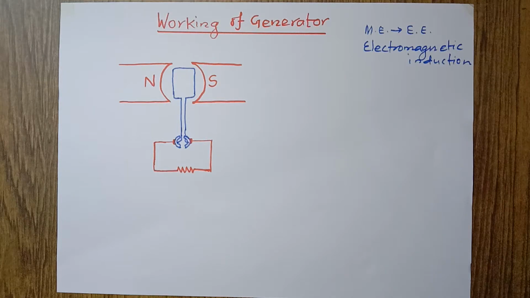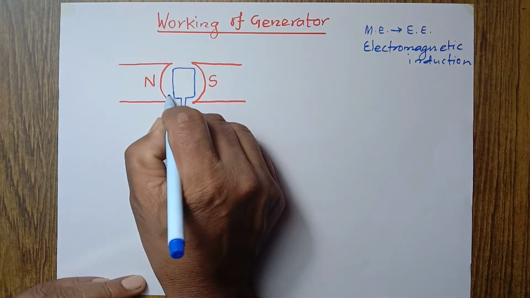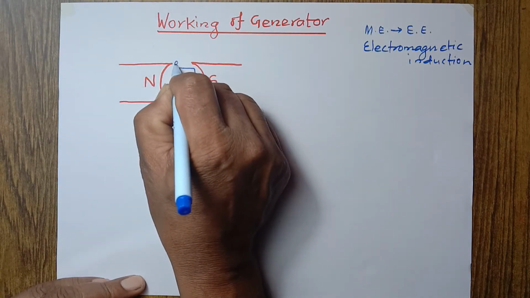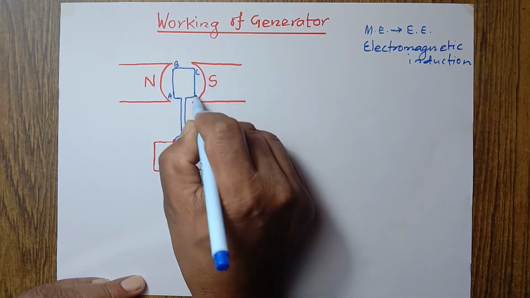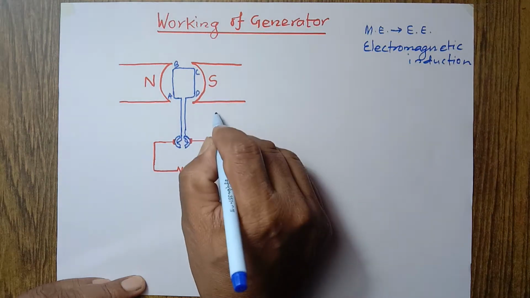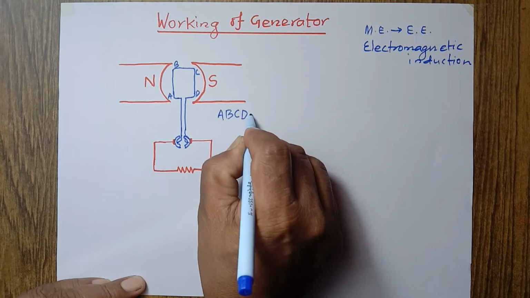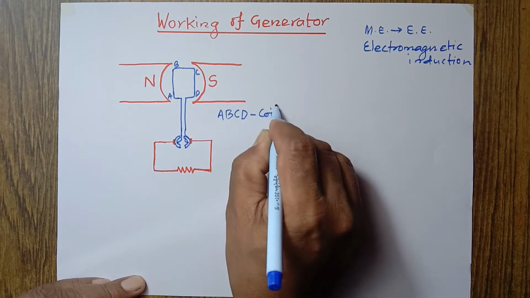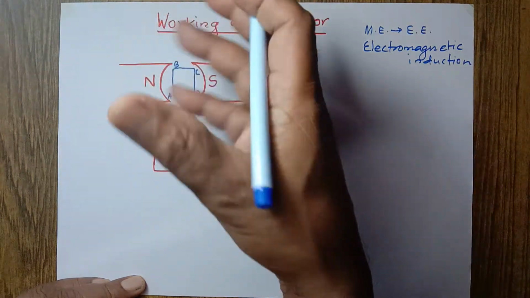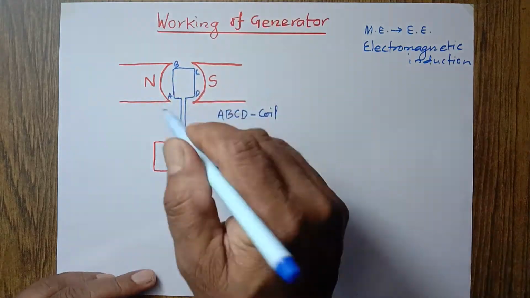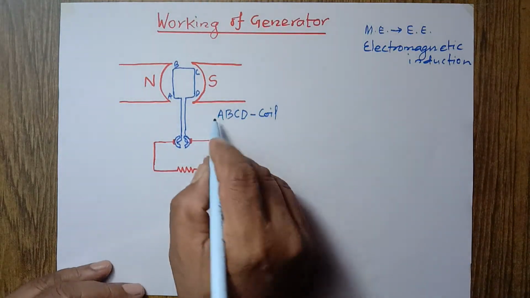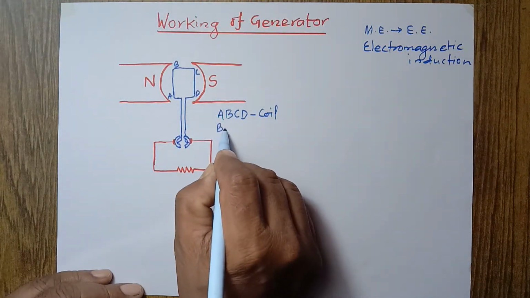Actually, this is the simple representation of a generator. We can label this corner A, this corner B, this corner C, and this corner D, and we can say that ABCD is the coil. There are hundreds of turns. Don't be confused, it is not only one turn. It is in the figure only; we are showing only one turn.